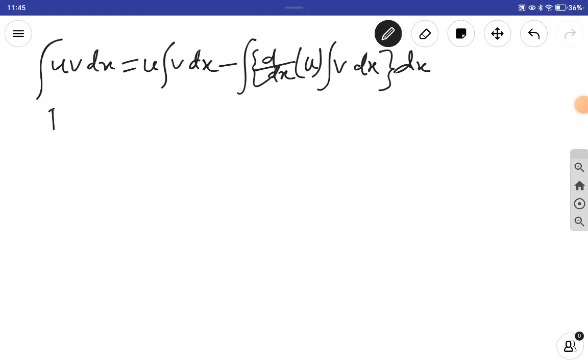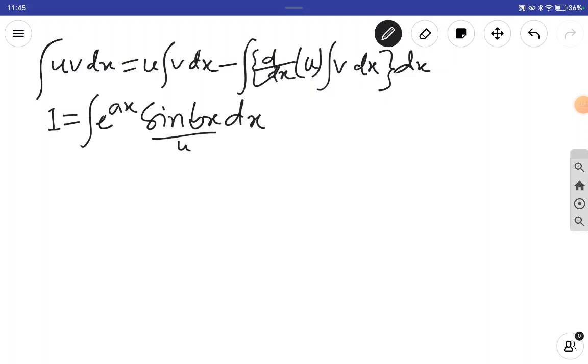Math is I equals integration e to the power ax sine bx dx. This is the math, and I will let one part, this is sine bx, as u and e to the power ax as v. So next I will do this math using this rule.